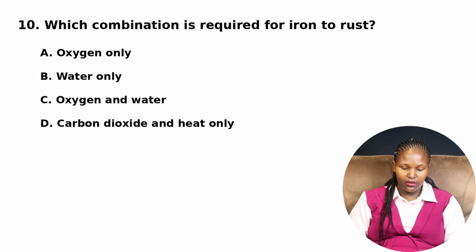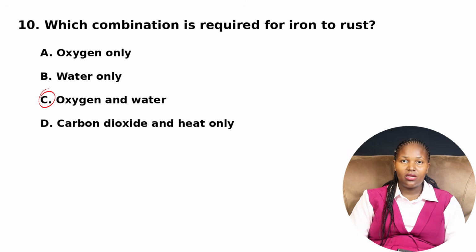Question 10. Which combination is required for iron to rust? We have oxygen only, water only, oxygen and water, carbon dioxide and heat. I'm sure you don't find such kind of questions difficult. So the correct answer here is C, oxygen and water, because for iron to rust, we need both oxygen and water. Both of them must be present.